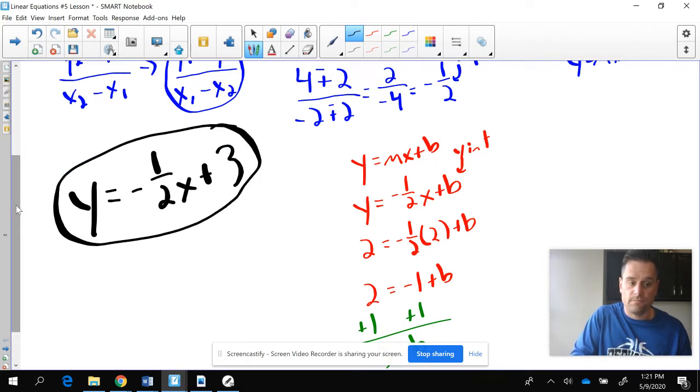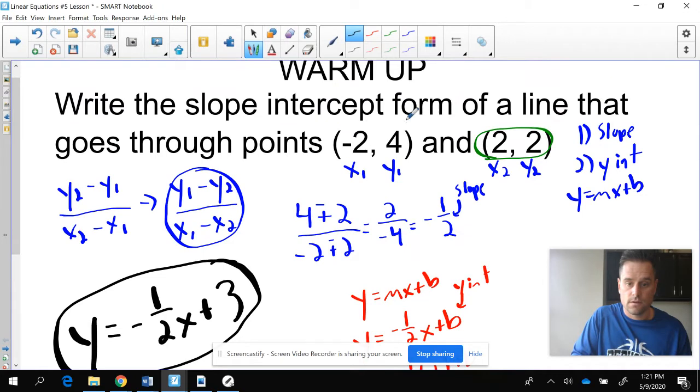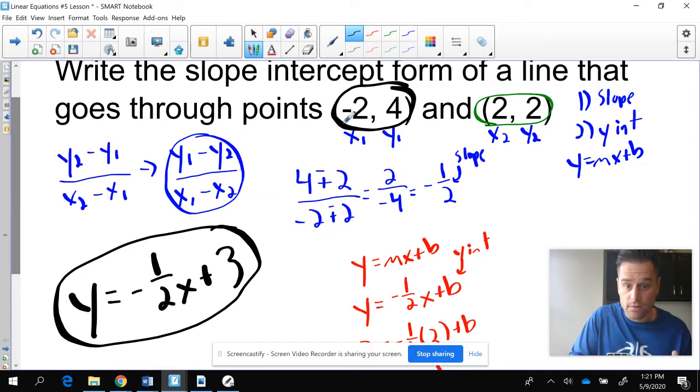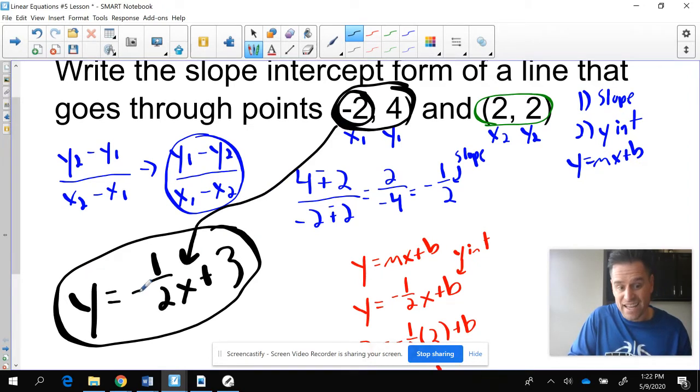I'm a huge fan of taking this point right now, -2 and 4, and you can do this in your head. Do it in your head right now. Take this number and just throw it in here, and it should be equal on both sides. All right, ready? Take this -2. Plug it right there. -1/2 times -2 is 1. It's just a +1. And 1 plus 3 equals 4. So there you go. You know you did it right because it is equal on both sides.